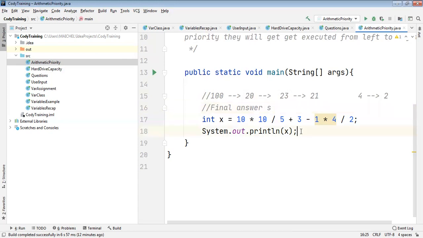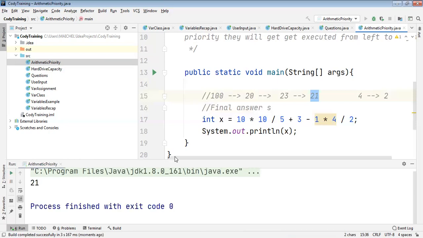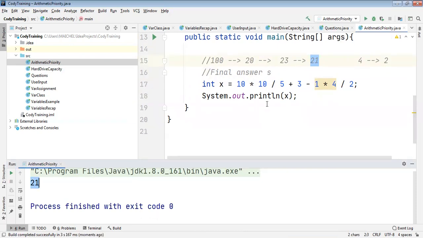Anyway, it should be 21. So let's run our program and see what is the result. Yes, 21. Okay.